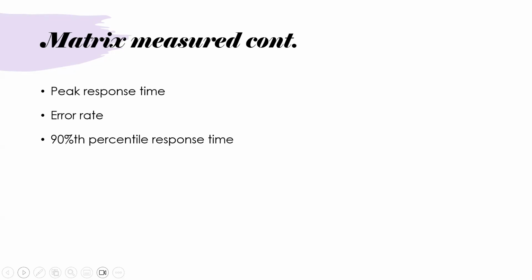And also, there are a few more. One is peak response time, and we can also measure the error rates, and the 90th percentile response time. 90th percentile response time means we take a sample of 100%, we get the response times, and we remove 5% from each side and get the average of it. Then it will indicate a fair value of response time.